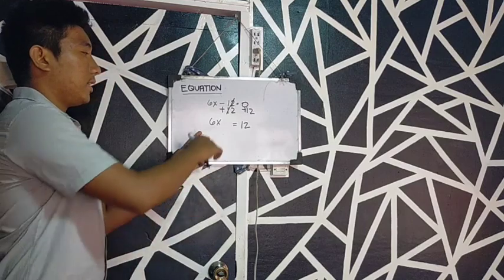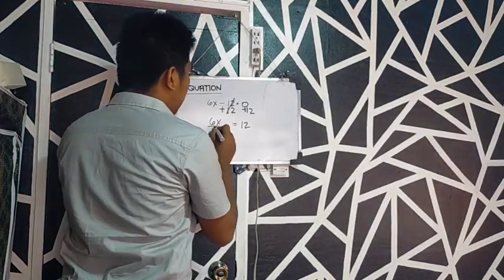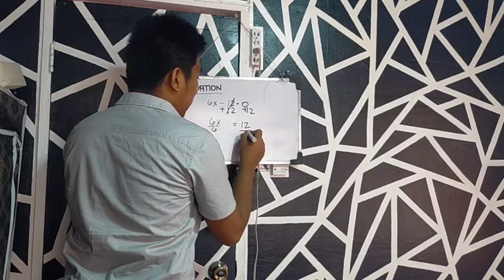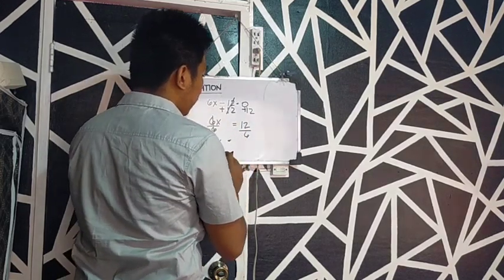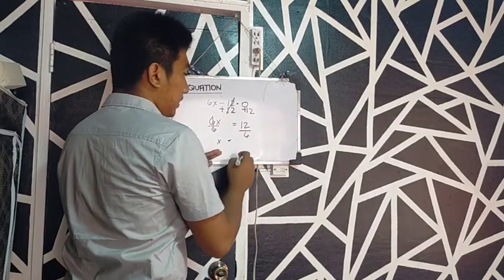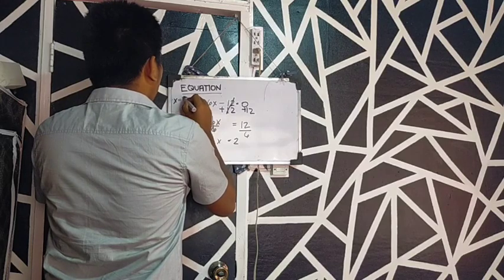Then in this case, we will find the value of our x. So divide both sides by 6. Cancel. Then x is equal to 12 divided by 6, which is 2. So our value of x is equal to 2.